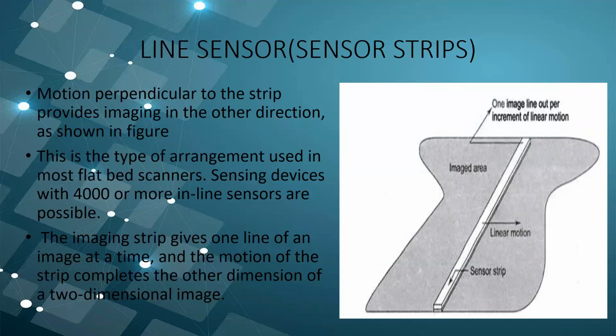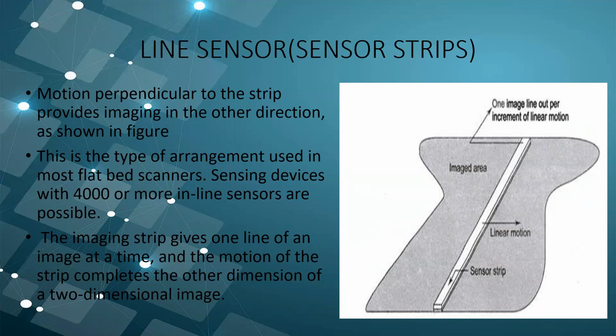The motion perpendicular to the strip provides imaging in the other direction, as shown in the figure. The motion of the image is in one direction. This type of arrangement is mostly used in flat bed scanners.